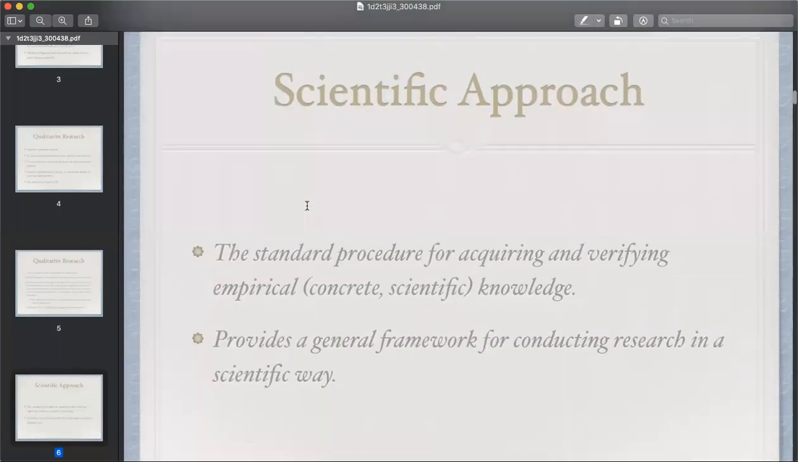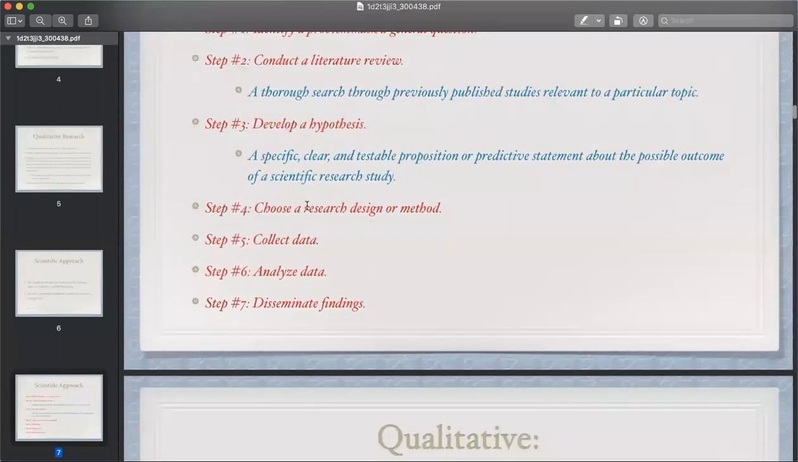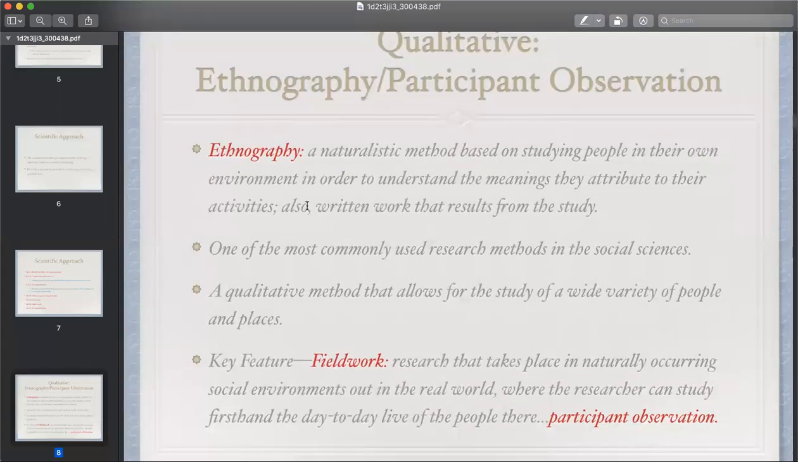Now, we're going to skip the scientific approach right now, and we'll discuss this in future classes. But let's start looking at a form of qualitative research, ethnography. When we talk about ethnography, it's a naturalistic method based on studying people in their own environments in order to understand the meanings they attribute to their activities. What does that mean? When we engage in ethnography, it's this idea that we're essentially operating in a covert manner. The individuals typically in ethnographic studies do not know that they're being studied because there's something called reactivity. And reactivity is essentially when people know that they're being observed, they're going to change their behaviors.